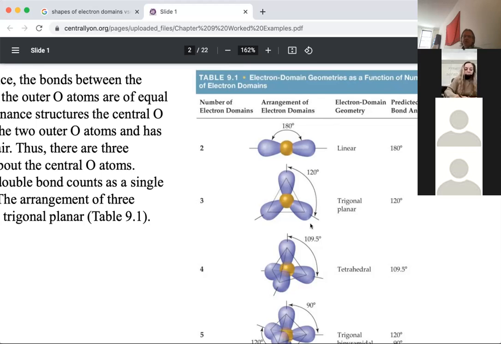Now notice it says in the table predicted bond angle, because even though we have this VSEPR theory, it's not always correct. It actually makes some bad predictions at times. It's not a perfect theory, and not everybody uses it, but it is a relatively standard theory of shapes.